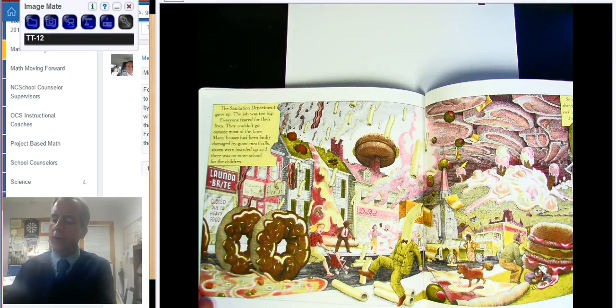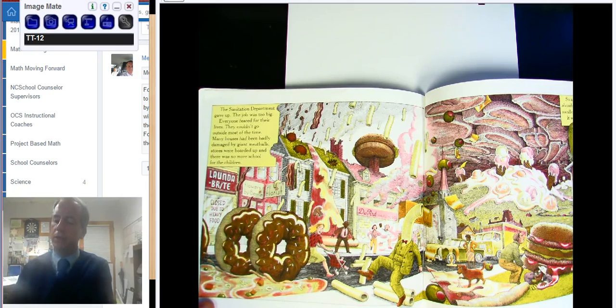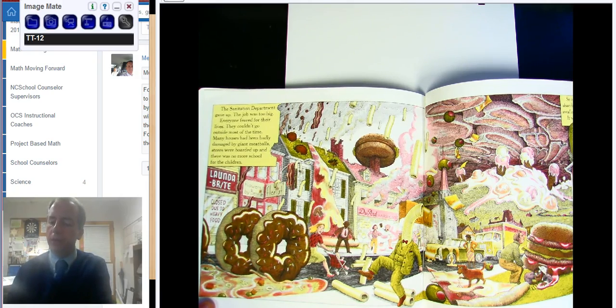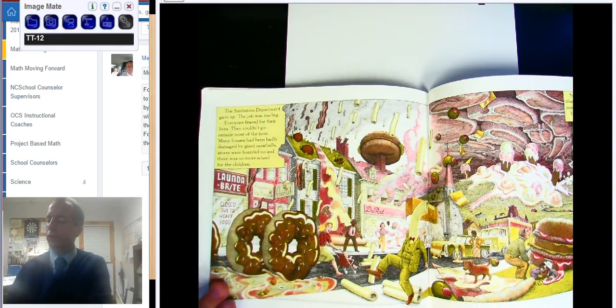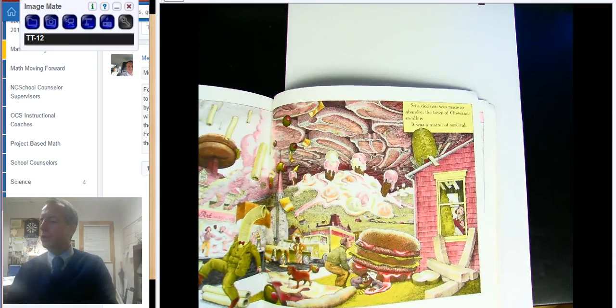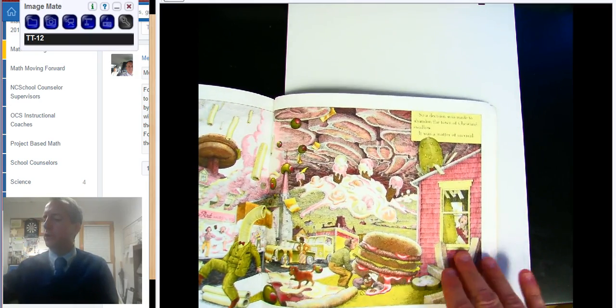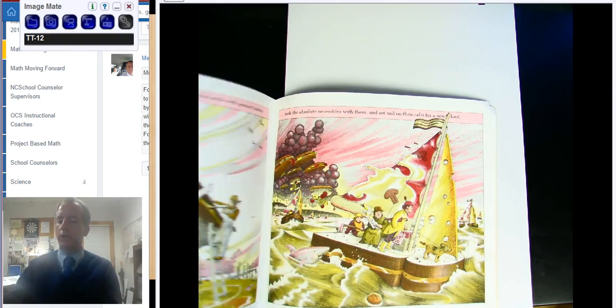Everyone feared for their lives. They couldn't go outside most of the time. Many houses had been badly damaged by giant meatballs. Stores were boarded up, and there was no more school for the children. So a decision was made to abandon the town of Chew and Swallow. It was a matter of survival.